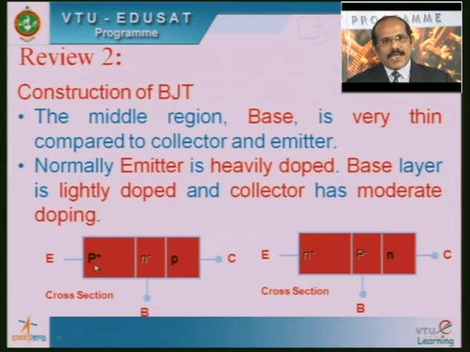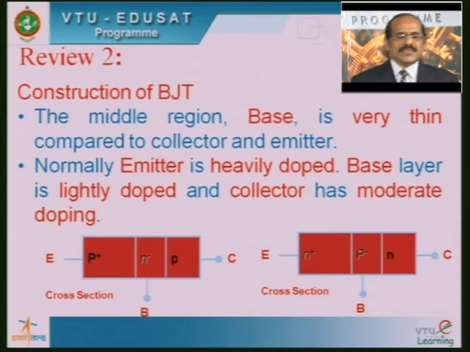Compared to the emitter and the collector region, the middle region is very thin, whereas the P plus layer, which forms the emitter, has more width compared to the others, whereas the P layer, which is the collector, has a width in between that of the emitter and base.